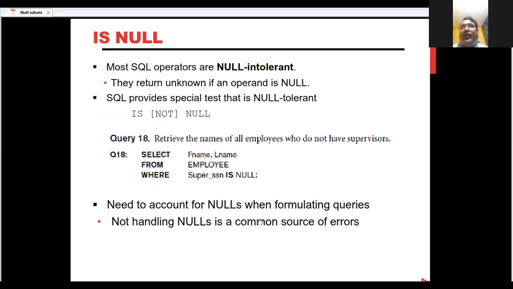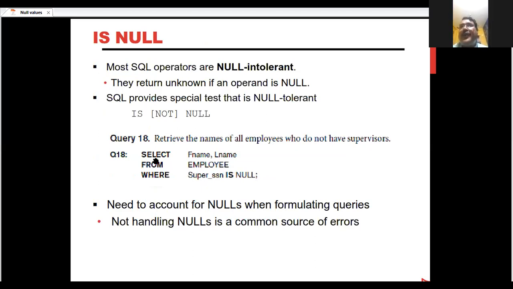Okay, you can also use IS NULL in some cases. So we have to find whether this value is null, for example the social security number. I can check it: first name, last name of the employee where the SSN is null. You have to check this one. Or, find the name of the employee who does not have a supervisor.